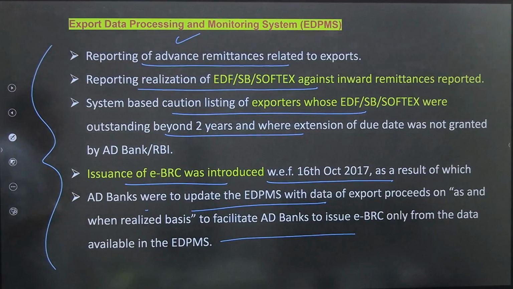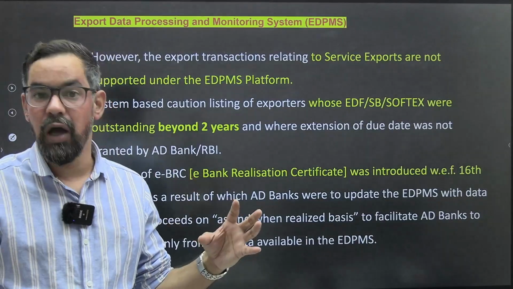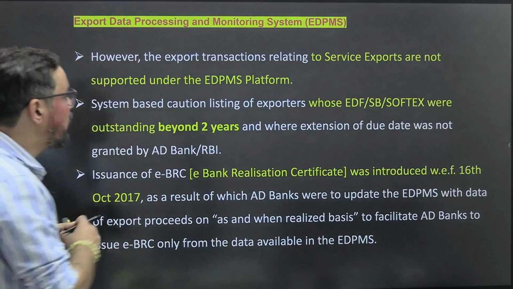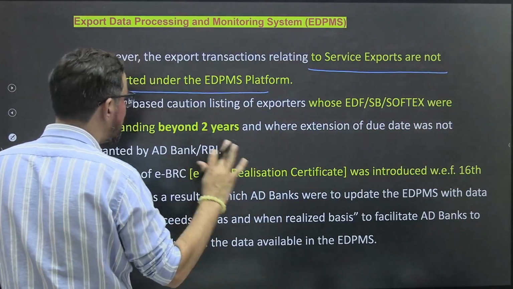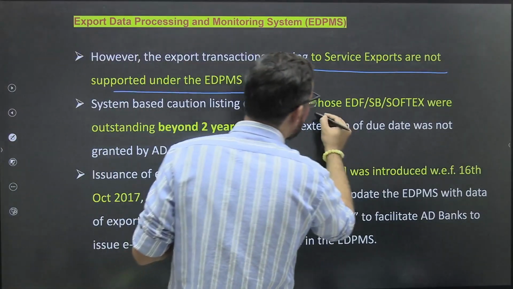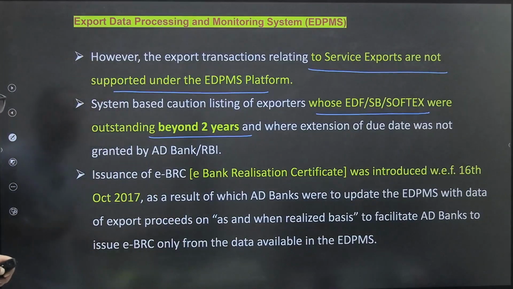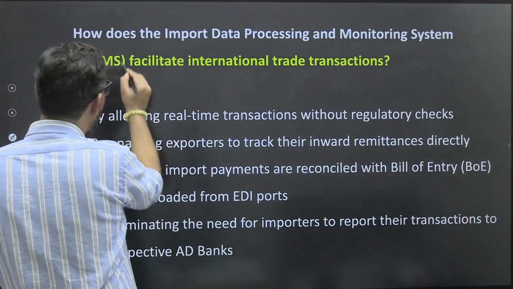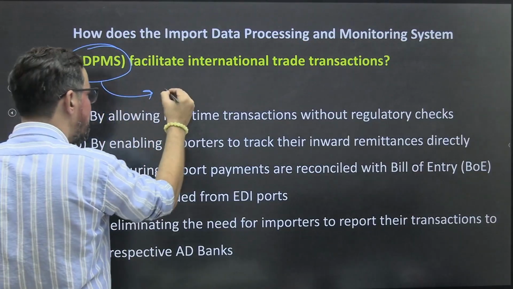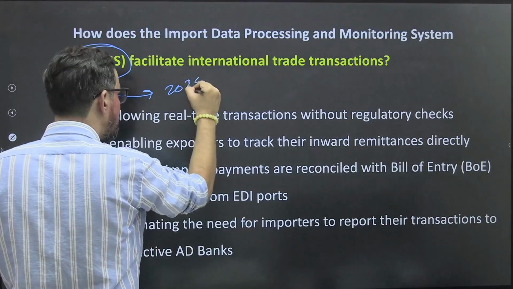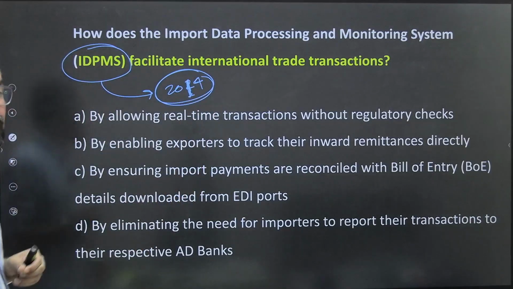So basically these export transactions or the export entries which we generally handle electronically nowadays, so that's why they are generally part of this. However, the export transaction relating to software export are not supported under the EDPMS platform. System based caution list exporters whose this is beyond 2 years, so we have discussed this particular, sorry it is a kind of repetition. IDPMS also got introduced with EDPMS in 2014 itself. So 1st March 2014, and it facilitated import transactions or their related entries.